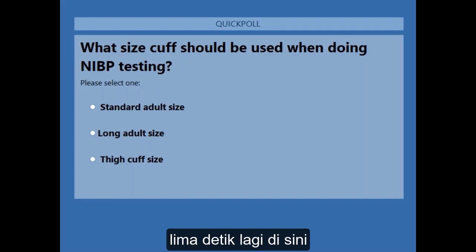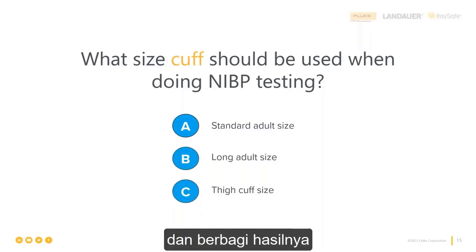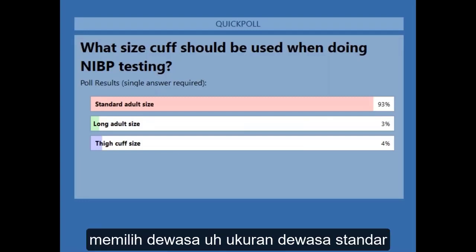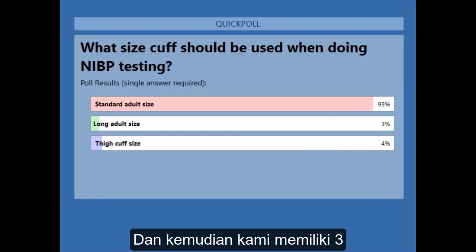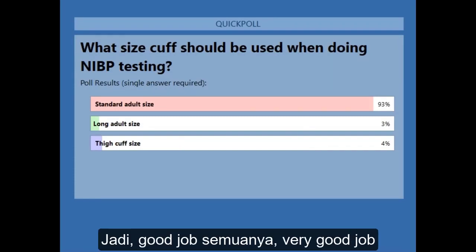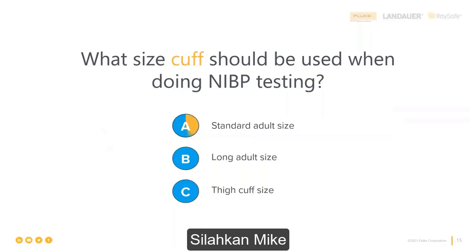About 5 more seconds here. All right, I'm going to go ahead and close it and share the results. So 93% voted adult, standard adult size, and then we had 3% and 4% on the other two. All good job, everybody. Very good job. Go ahead, Mike.